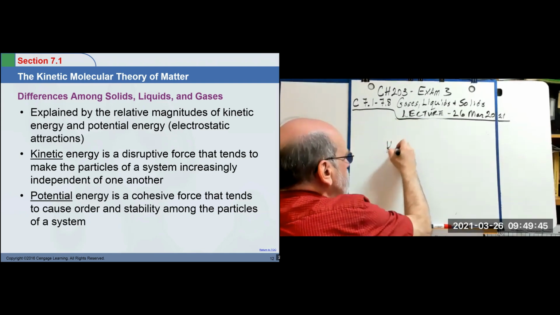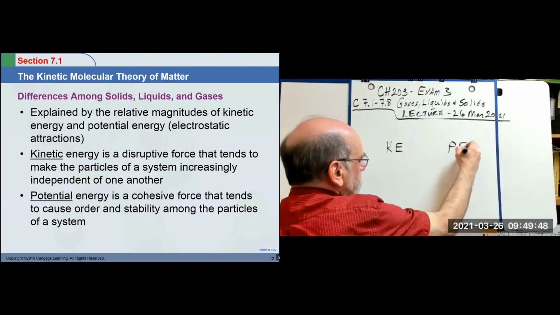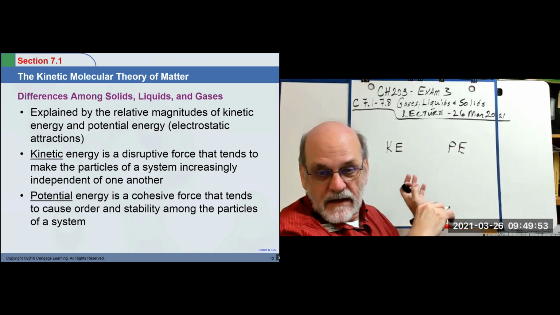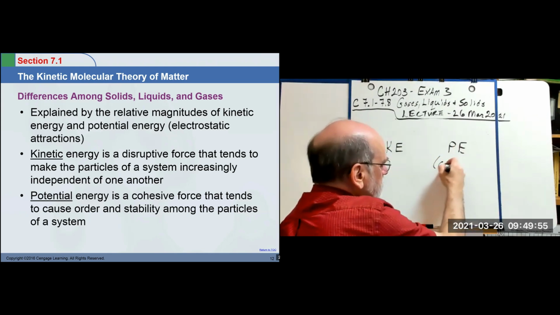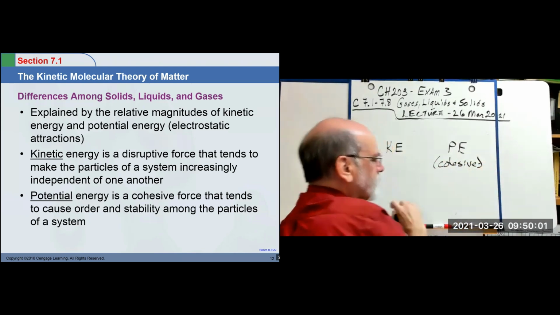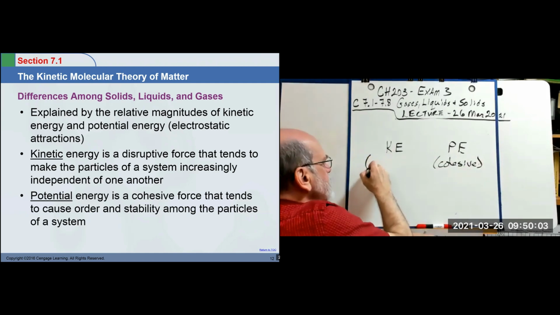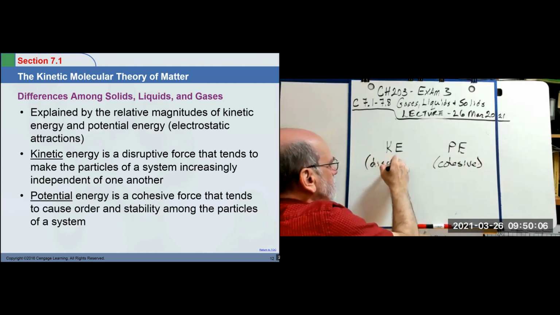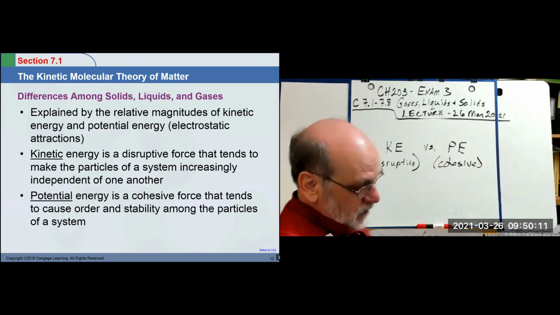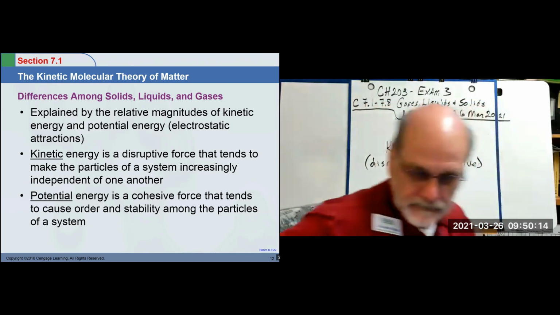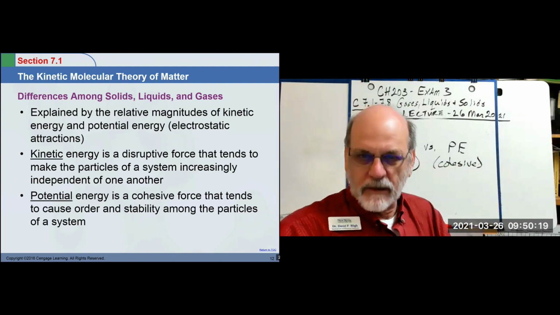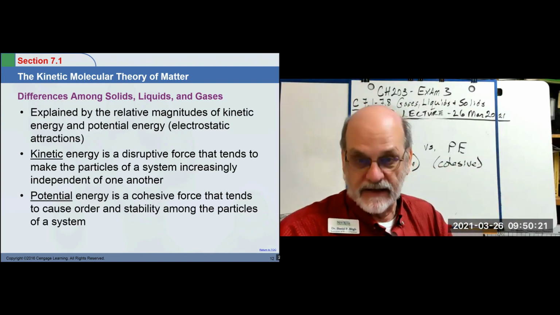Kinetic energy versus potential energy. Potential energy contributes to cohesive forces, and kinetic energy is disruptive. If we view matter in its various states in these terms, we can make some predictions about which one is dominant.